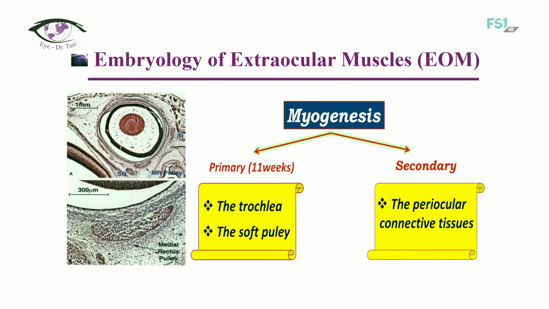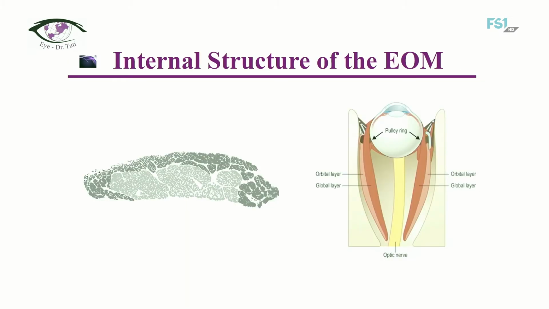Primary myogenesis is at 11 weeks, which brings a formation of the trochlea and the soft pulley. Secondary is a formation of periocular connective tissues. Let's just talk about all the important structures of the extraocular muscles in the following slides.